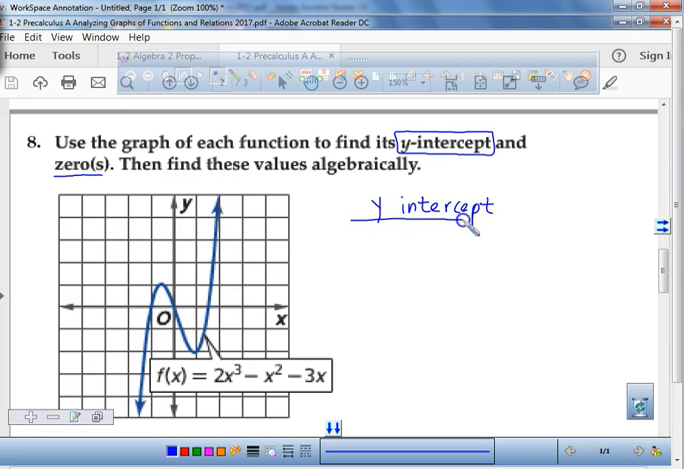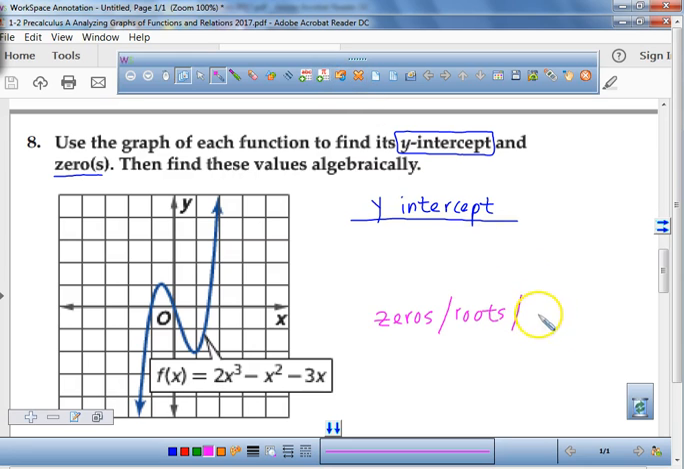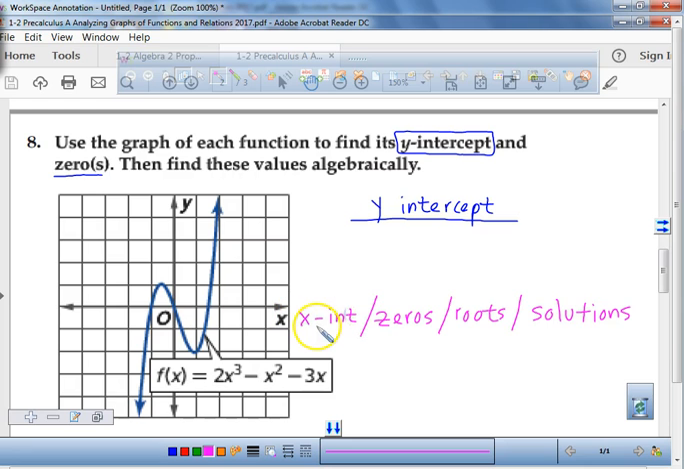So we're going to find the y-intercept, and then we're going to find where the zeros are located. Now there are other words to describe zeros. One you might see is roots, or they might ask, what are the solutions of this function? Or they might make it really easy and say, what are the x-intercepts?